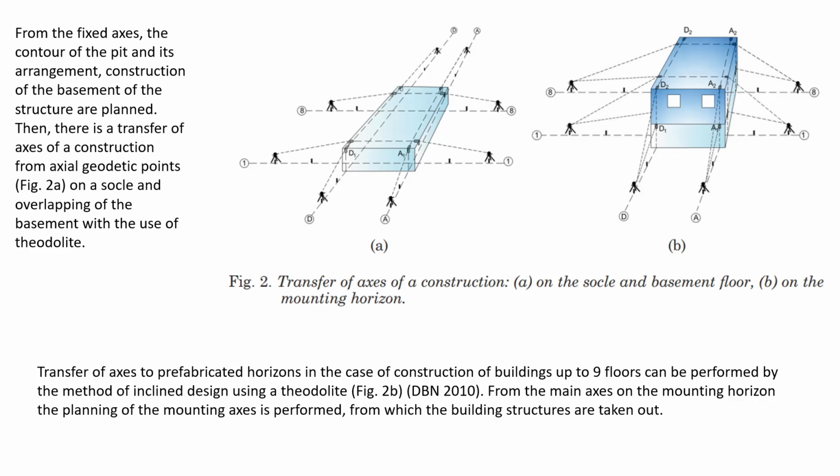From the fixed axis, the contour of the pit and its arrangement, and construction of the basement of the structure are planned. Then there is a transfer of the axis of construction from axial geodetic points on a circle and overlapping of the basement with the use of a theodolite or total station. Here you can see the transfer of the axis of a construction on the basement floor, and on the mounting horizon.